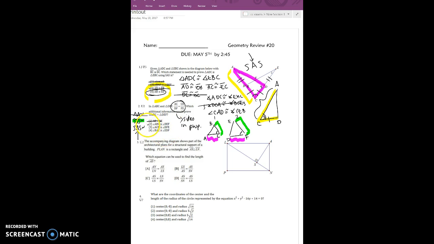So ABC, nope, C and F are not in the middle. ACB, DFE. This guy looks like it's it. BAC, nope, that's angle A. And EDF, nope, that's angle D.